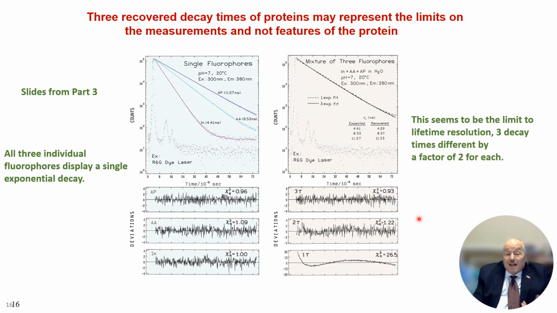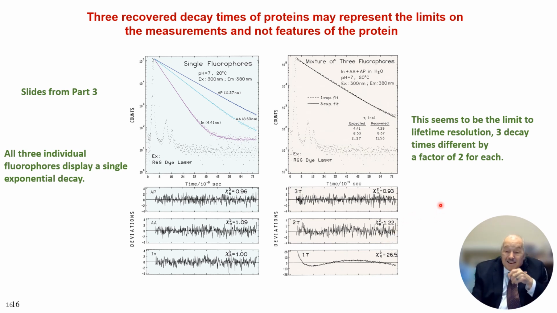This brings me back to the slide that I showed you, I think it was in part 3, where we showed you the intensity decay of 3 individual fluorophores, which were each a single exponential, and then we showed you the intensity decay of those 3 mixed together, and we did the analysis and looked at the chi-squared values, and we decided, yes, of course, you can tell that a 1 exponential fit doesn't work, but could you really tell from the chi-squares that the 3 exponential fit is much better than the 2 exponential fit?